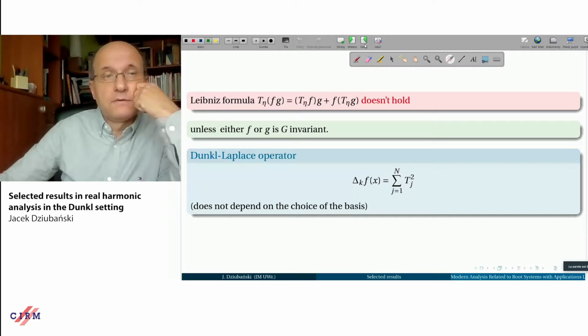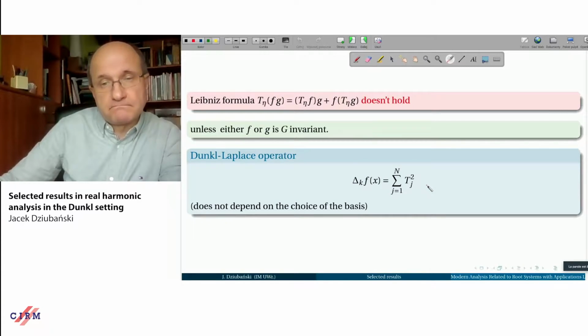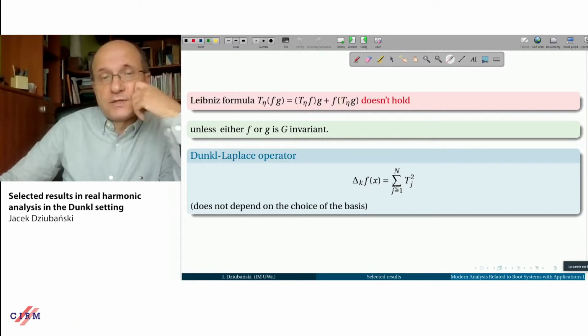Okay, now we may define the Dunkl Laplacian. We take an orthonormal basis, consider the Dunkl operators T_j defined with respect to this basis, square them and sum them up over the basis. And one property of this operator is that it does not depend on the choice of the basis.